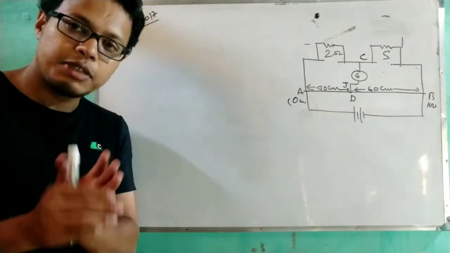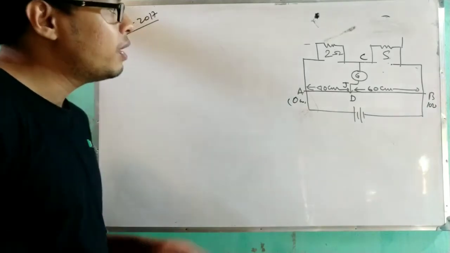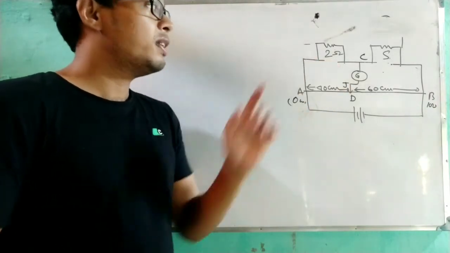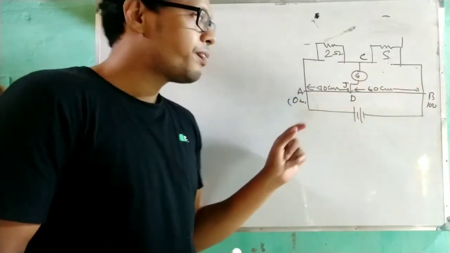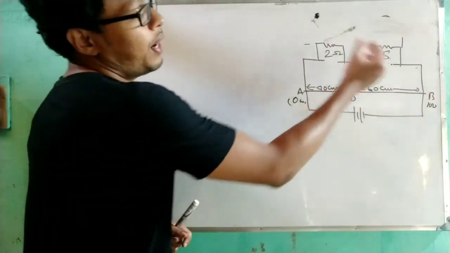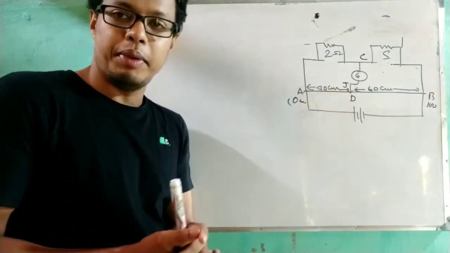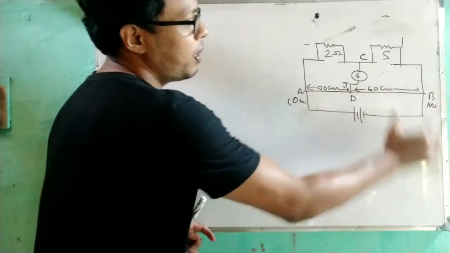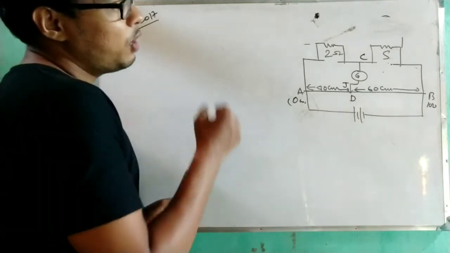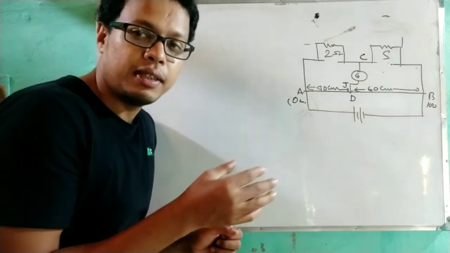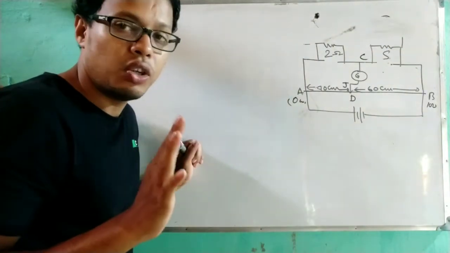Clear? One last problem which came in ISC 2017. In this problem it is given, on the left hand side a 2 ohm resistor is connected, and on the right side S, which is unknown, that you have to find the value of S when the null point is obtained at the 40 centimeter mark, and obviously the remaining part will be 60. But one more problem is given. Here it is given, you have to find a value of resistance across the S, but the series and parallel is not given.